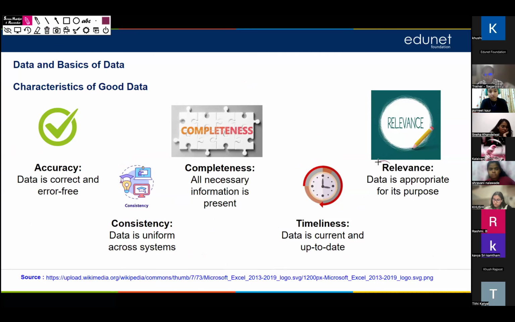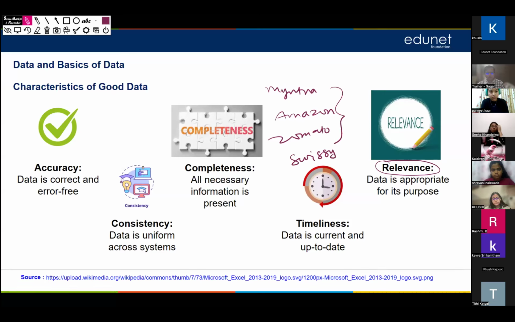What do we mean by relevance? All of us agree we shop at Myntra, we shop at Amazon, maybe we order food from Zomato, maybe we order food from Swiggy. Yes? All of us together on this example so far? Yes, sir. Okay. Myntra needs to know maybe your foot size if you want to order shoes. Zomato needs to know your location to deliver food. Swiggy also needs to know your location to deliver food.